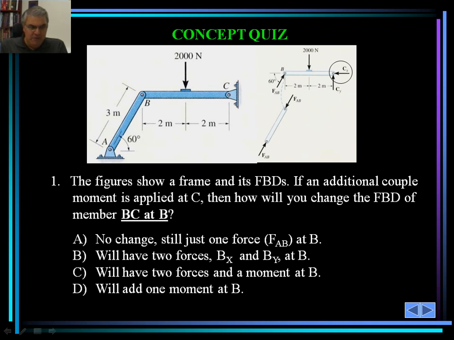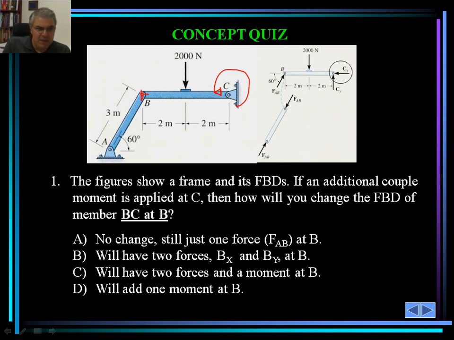Concept quiz number 1. The figures show a frame and its free body diagrams. If an additional couple moment is applied at C, then how will you change the free body diagram of member BC at B? So the free body diagram is shown. If an additional couple is applied at C at this particular point, then how would we change the free body diagram of member BC at B? So if we have a couple applied here, how would that change the free body diagram of member BC at this particular point B? And there will be no change.